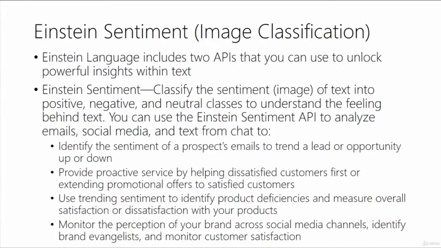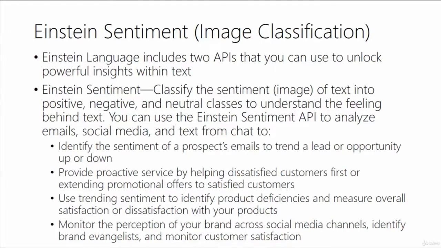And then we can use the API to analyze emails, social media, and text from chat to, again, accomplish several things. First, we can identify the sentiment of a prospect's email to find out about trends, or trend a lead or opportunity up or down. Second, provide proactive service by helping dissatisfied customers first, or extending promotional offers to satisfied customers.